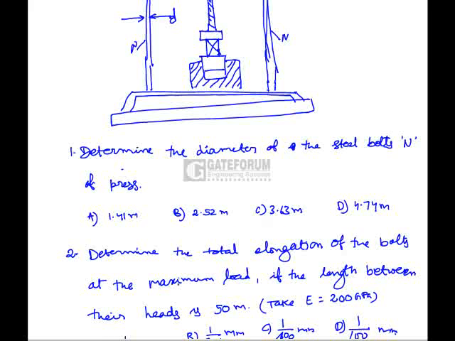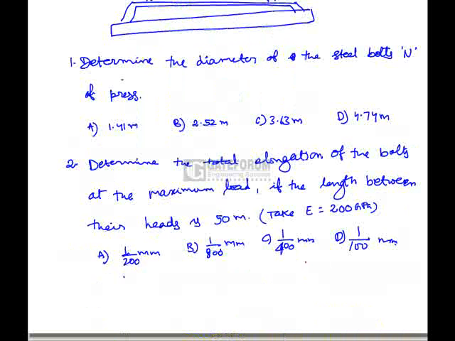And here the second question is determine the total elongation of the bolts at the maximum load if the length between their heads is 50 meter and take E is equal to 200 gigapascal. And here are the options. So here first we'll have to find out the diameter of the bolts.